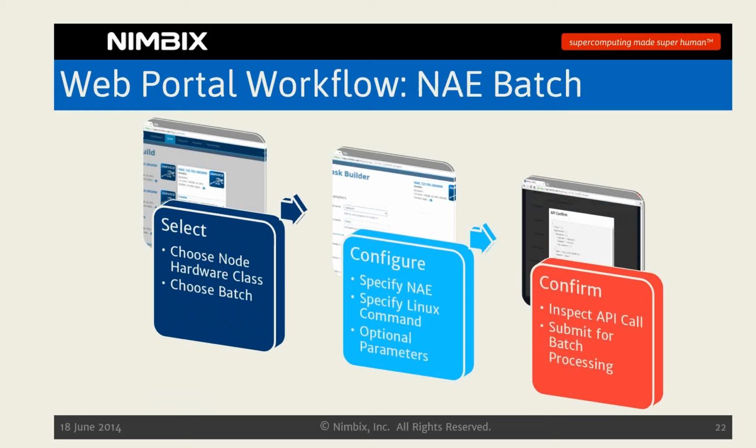And then when you look at, well, how do I use an NAE in batch mode, it's actually exactly the same as using a promoted public application on our portal, except that instead of going through that, you would actually select what type of hardware to run it on. You would select batch, then you would specify which NAE you want to use and specify the Linux command. This is very interesting. You can actually run any Linux command inside that NAE in batch mode, whether it's something that you developed or if you're calling a standard Linux command to do a different thing. Any optional parameters, and again, inspect the API call and submit it for batch processing.